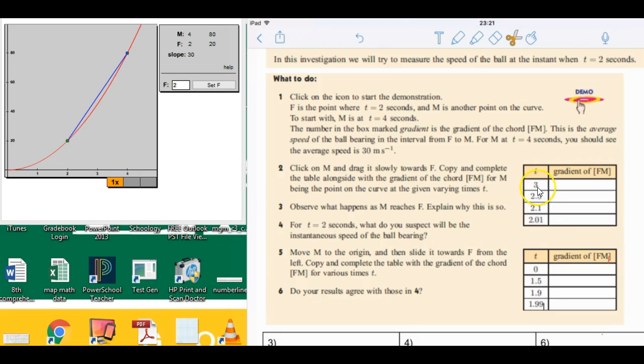Now the table is telling us, how about if we change M to t equals 3? What happens then? We're not going to set F, we're going to set M. So we're going to take M and move it down to M equals 3. So we got pretty close here. It's 3.007. I'm going to measure the slope now. It's about 25. So I'm going to put 25 here.